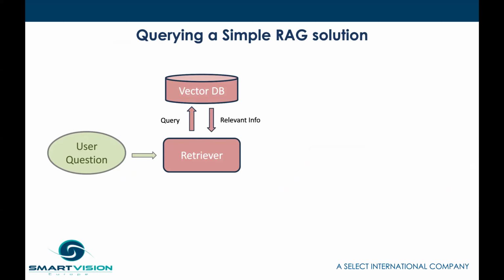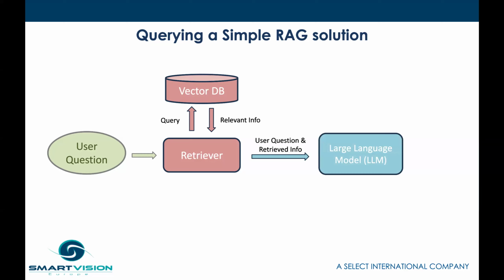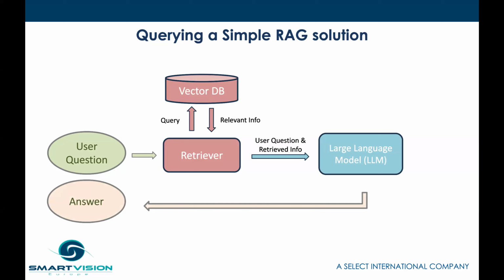It then collects the relevant information. If the retrieval settings are good, and it's a good retriever with the right parameters, it should find the relevant information, of course. It then passes that along with the original question to the large language model, which then presents back, hopefully, a meaningful, useful answer.